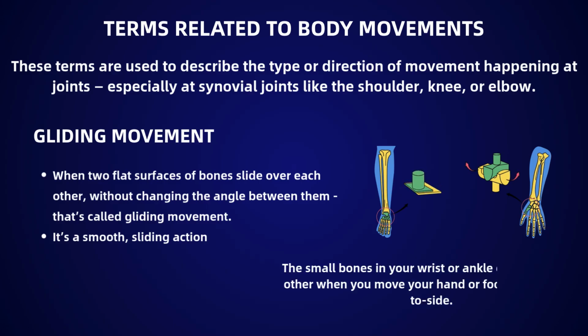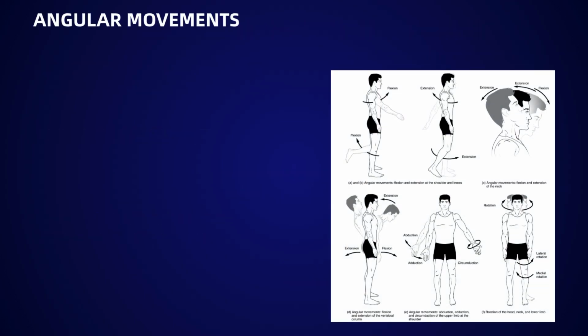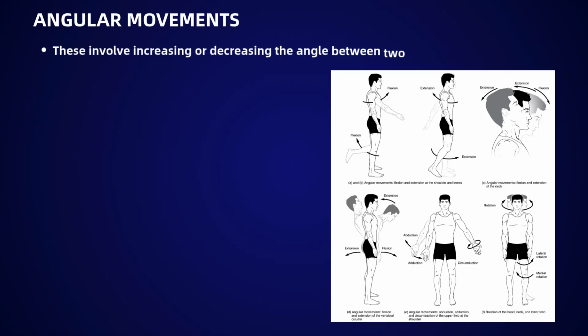Example, the small bones in your wrist or ankle glide over each other when you move your hand or foot slightly side to side. A better example is our vertebral column. The bones do the same sliding action without changing the angle. That is called gliding movement. Now let's look at the angular movement. These involve increasing or decreasing the angle between two bones. In gliding movement, we don't see a change in the angle. If we observe a change in the angle, it is called angular movement.